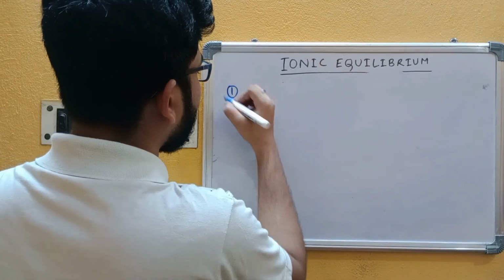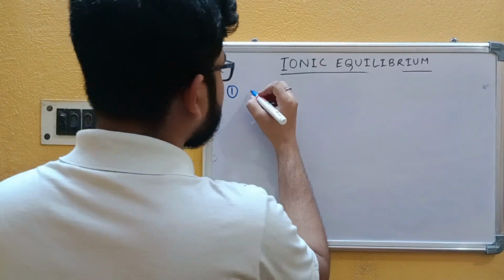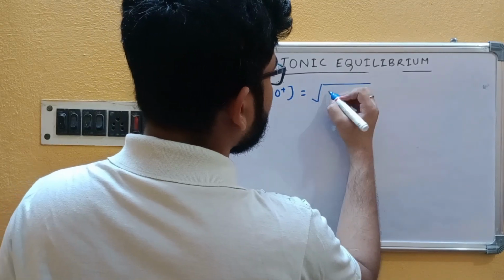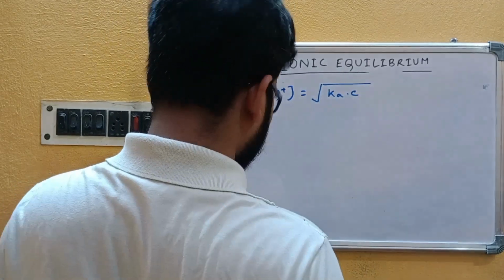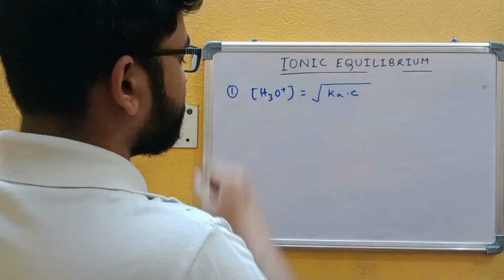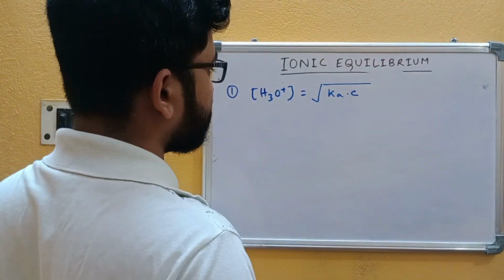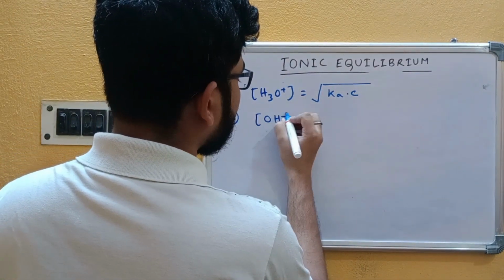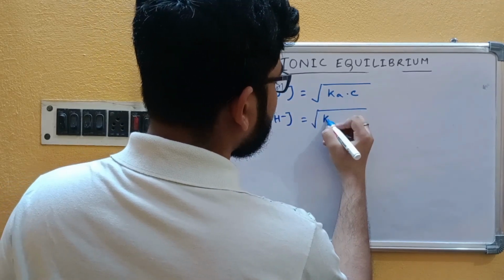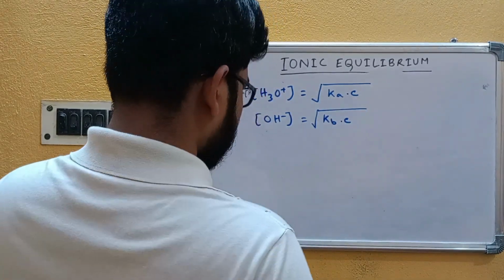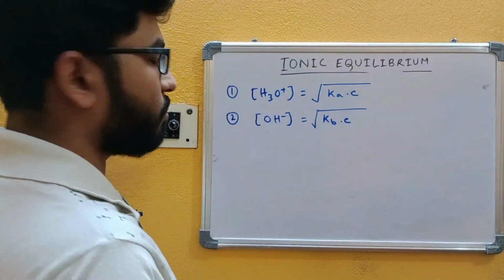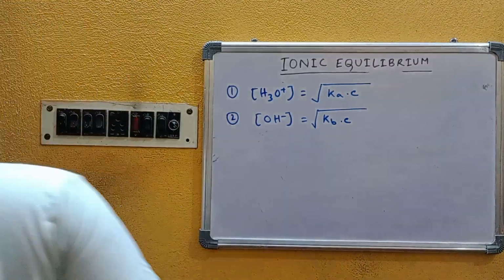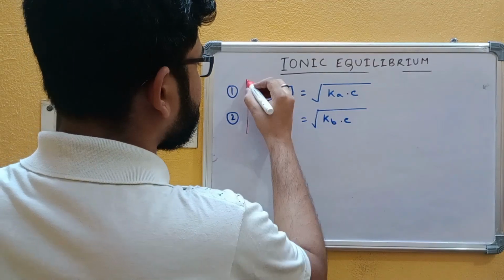So far we have found that in an aqueous solution of a weak acid the concentration of H3O+ will be root over Ka into C, where Ka is the equilibrium constant of the acid and C is the initial concentration of the weak acid. Similarly, the concentration of OH- in an aqueous solution of a weak base will be root over Kb into C, where Kb is the equilibrium constant of the weak base and C is the initial concentration of the weak base. So these are the two very important relations.